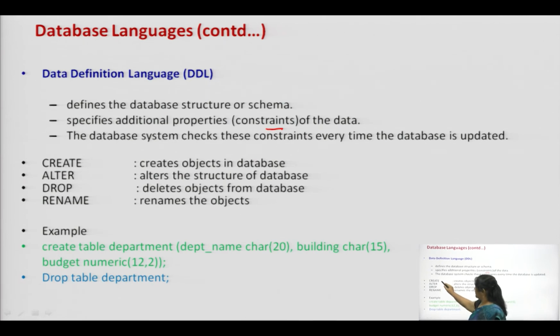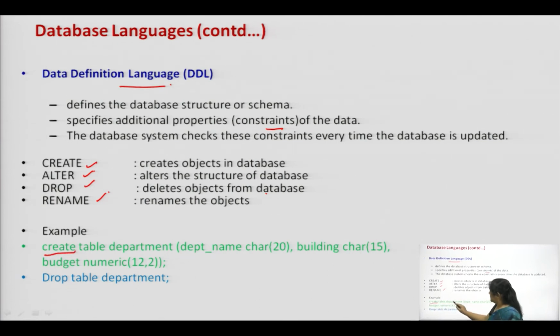Though we will do the data definition language in detail, just for the sake of example, we have some commands like create, alter, drop, rename, which belong to the category of data definition language. Create is used to create some objects in the database, alter to alter the structure of the objects, drop to delete some objects from the database, rename is to rename some objects in the database. Let us see an example of create.